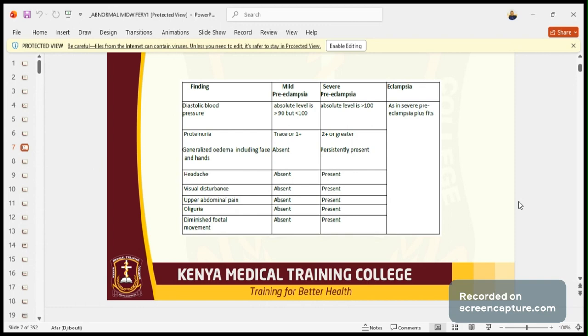Now, mostly in mild preeclampsia, there's no edema, but it's present in severe. Headache is absent in mild, but it's present in severe. Visual disturbance might be absent. Upper GIT abdominal pain can be absent. Oliguria is absent. Diminished fetal movement is absent. But these are now present in severe preeclampsia. Headache, visual disturbance. But now eclampsia, what rules in eclampsia is just any fit, that is convulsion.